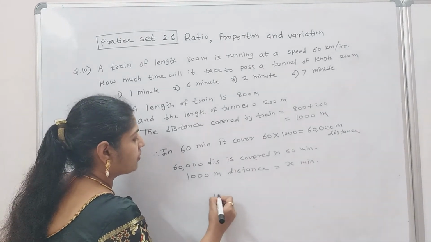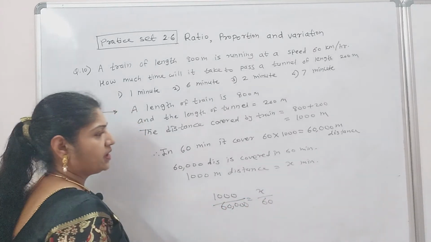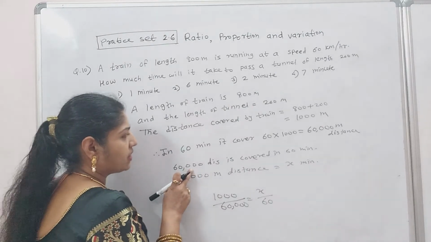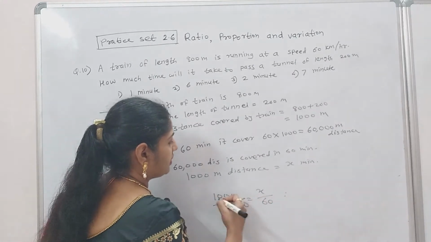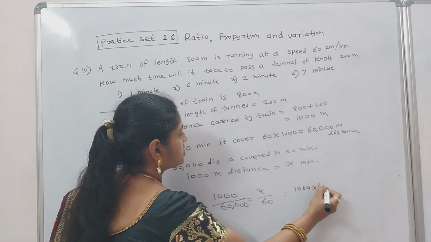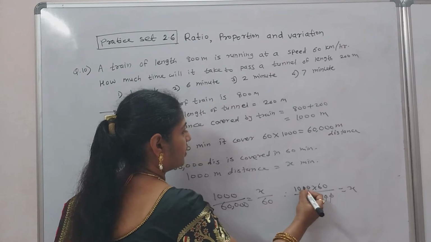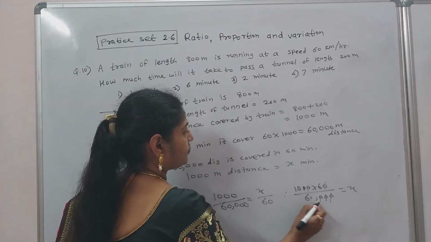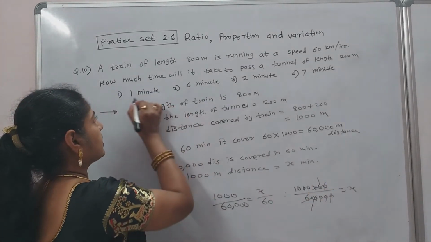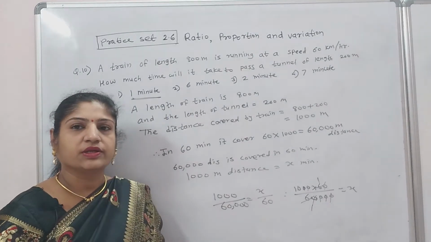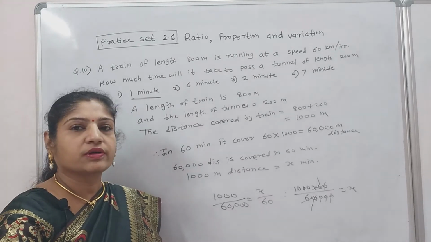So I put 1000 upon 60,000 and x upon 60. Take a ratio, 1000 divided by 60,000, x divided by 60. So 60 goes to left hand side, 1000 into 60 upon 60,000 equal to x. Zeros 1 2 3, 3 zeros are cut. 6 ones are 6, 6 ones are 6, that is 1 minute. Our answer is option number 1, 1 minute. To cross the tunnel, the train takes a time of 1 minute.